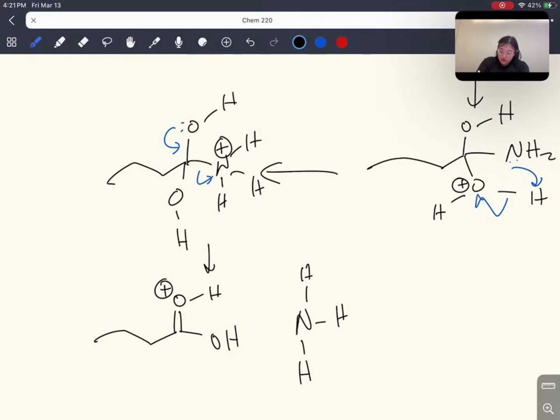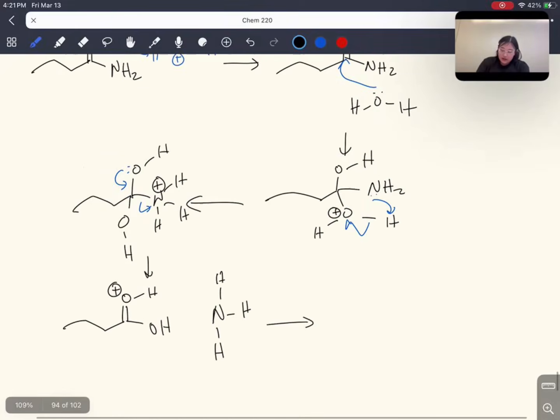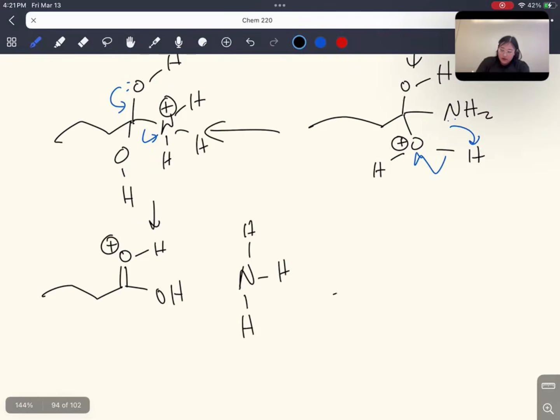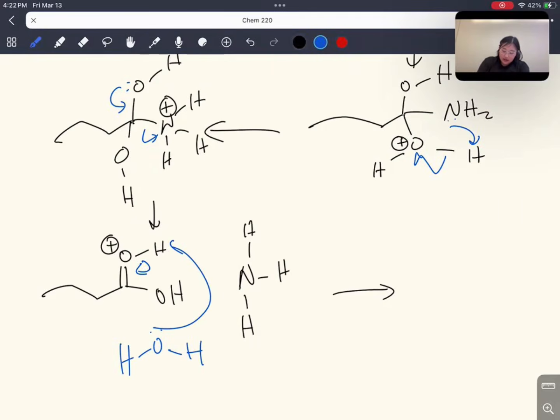Okay. And then now what happens is you have water in your solution, right? And so you're going to regenerate the acid catalyst. And so you're going to have your carboxylic acid.